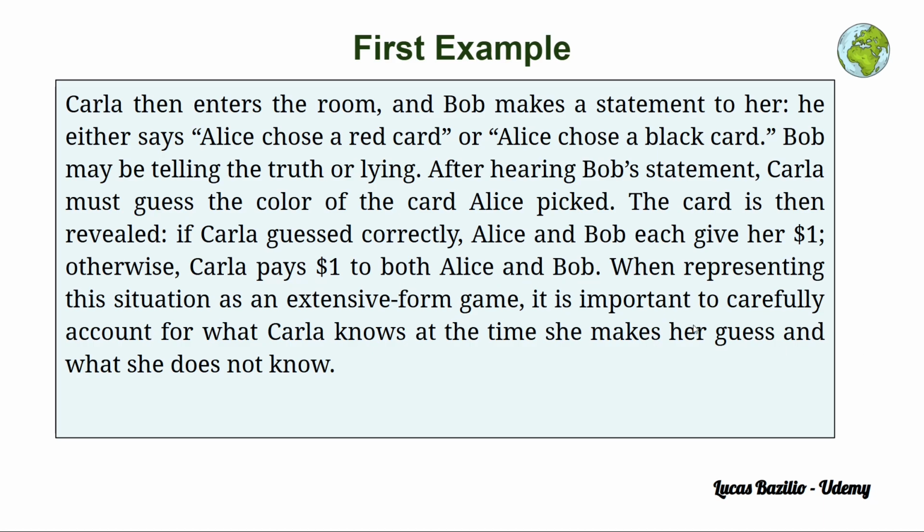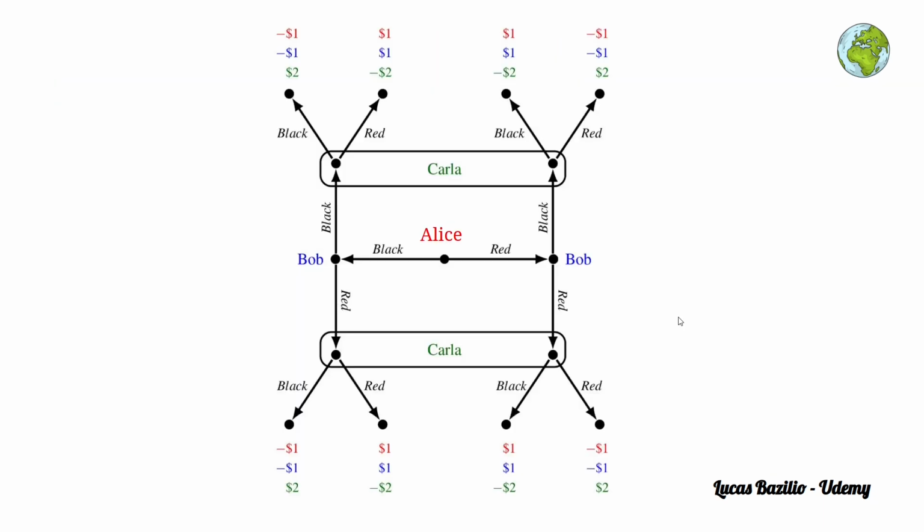Now, what is important here is that when we represent this situation as an extensive form game, we need to think carefully about what Carla actually knows when she makes her guess and what she doesn't. Okay, so now let us see how we can represent this situation as an extensive game form, and not only that, but also how we can assign utilities to the outcomes, thus forming a game. So here we can see this representation. Notice that this is already a game, not just a game form, because we have utilities assigned to the outcomes.